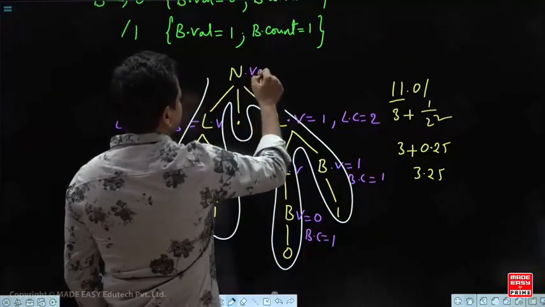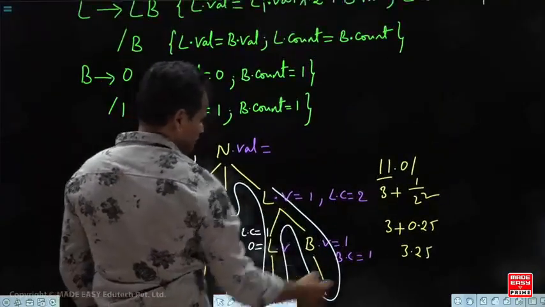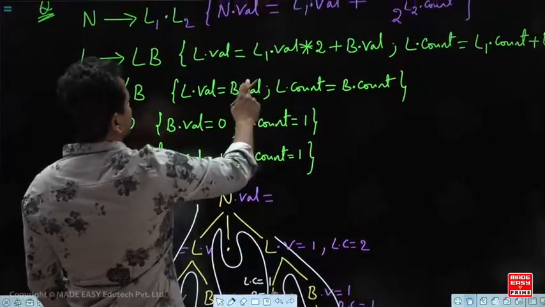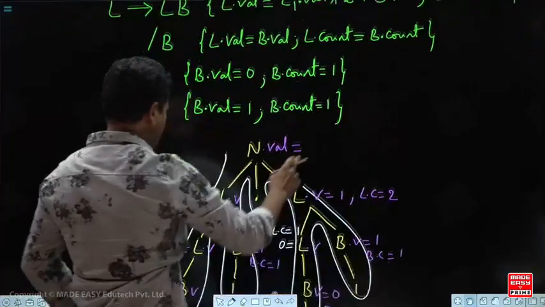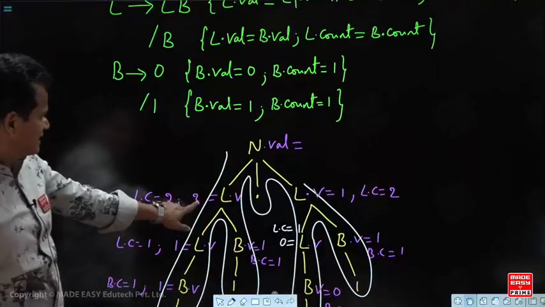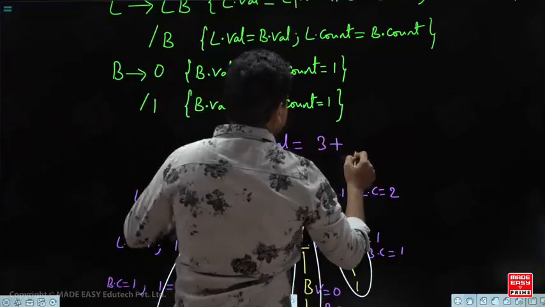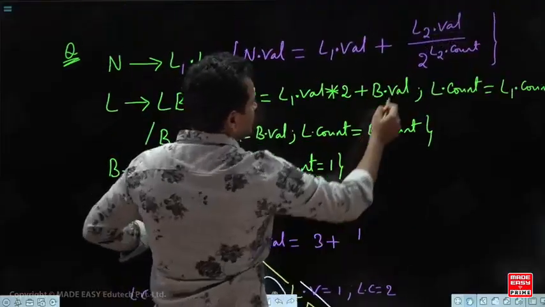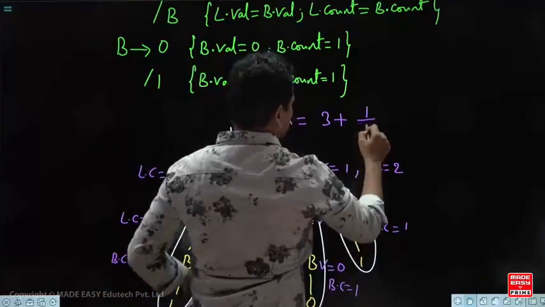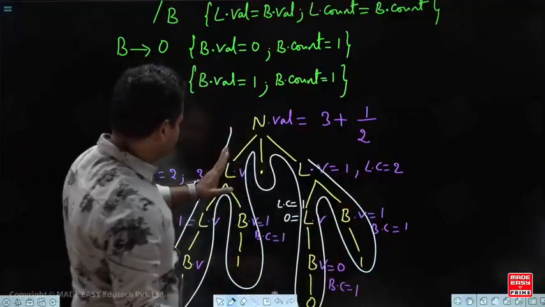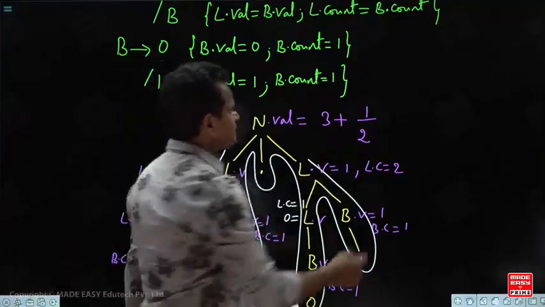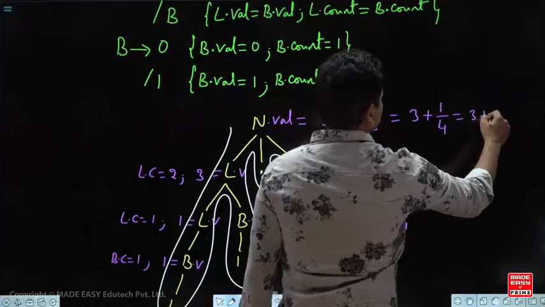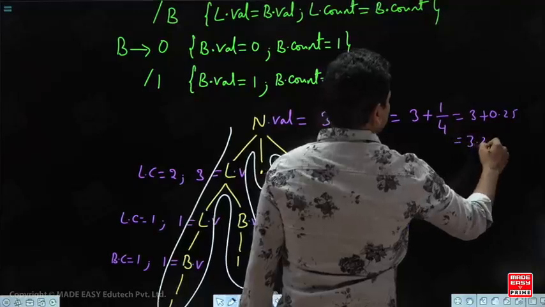Okay. Now come to this one, N.value. What is the rule? Here N.value equal to L1.value. This is L1, na? What is L1.value here? 3 plus L2.value. What is L2.value? 1 by 2 to the power of L2.count. This is L1, this is L2. What is L2.count? 2. So 2 square. So that is 3 plus 1 by 4, 3 plus 0.25, that is 3.25.